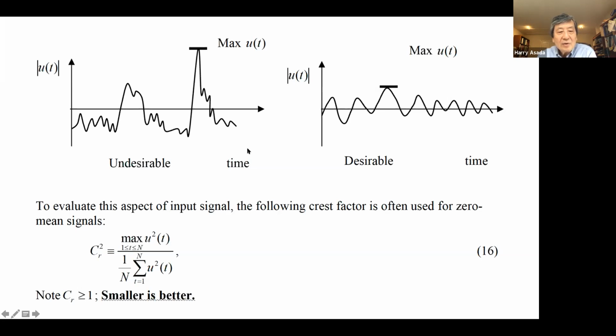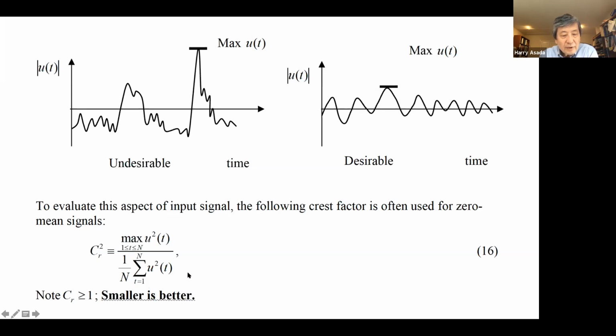Now, to tailor the input signal shape, we use one metric called the crest factor. The crest factor, CR, is given by the maximum of u squared over the time 1 to capital N, in this case the highest value, divided by the squared norm of the signal, basically the average of u squared, a variance. We assume that u is mean zero, and this denominator is basically the mean square.